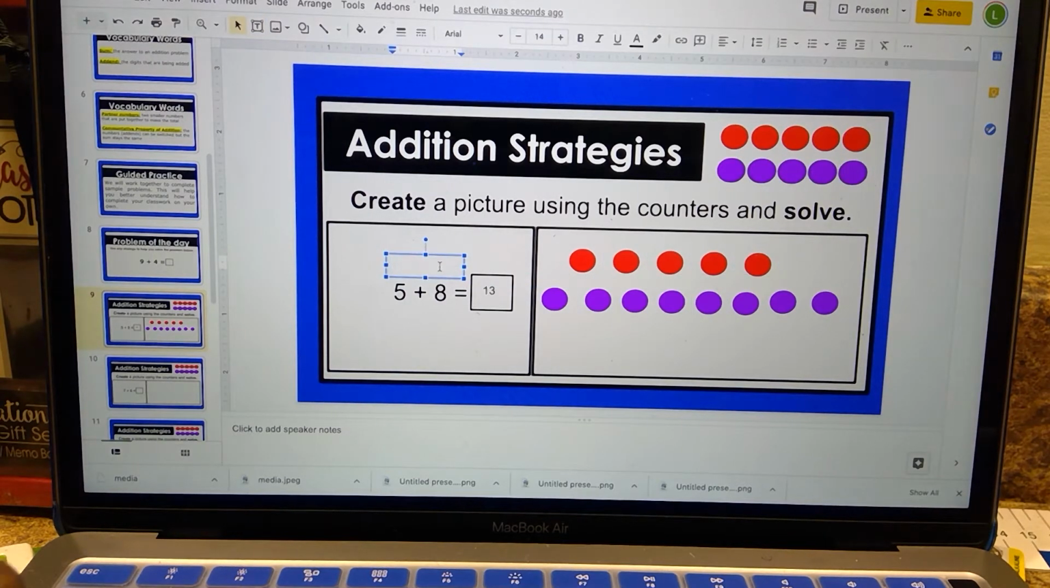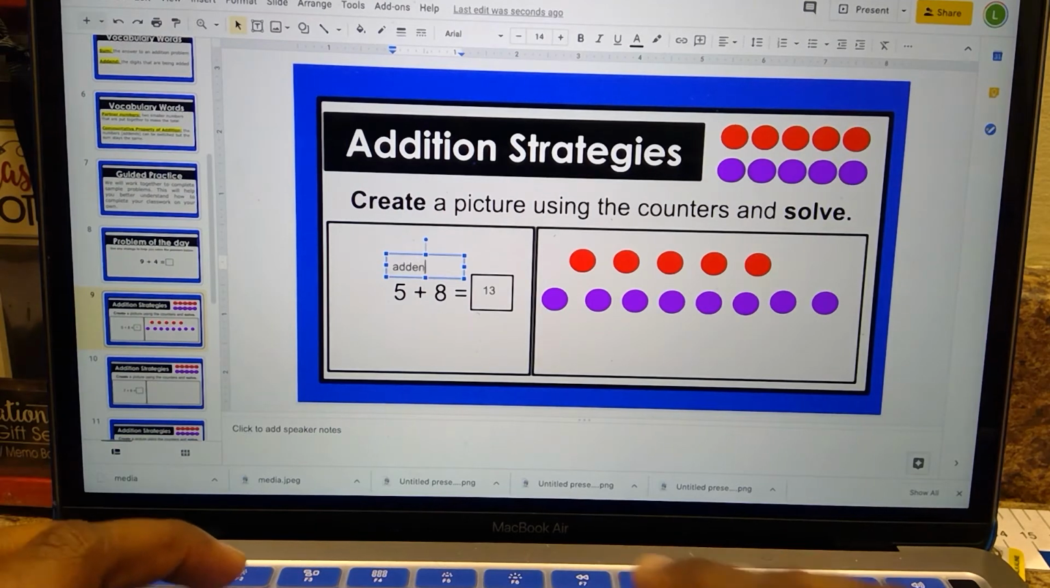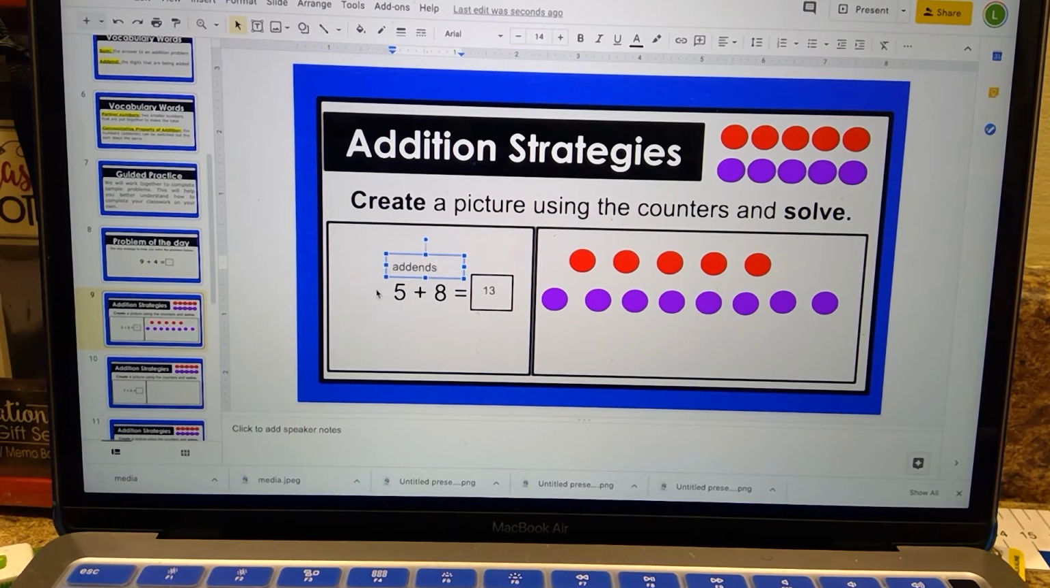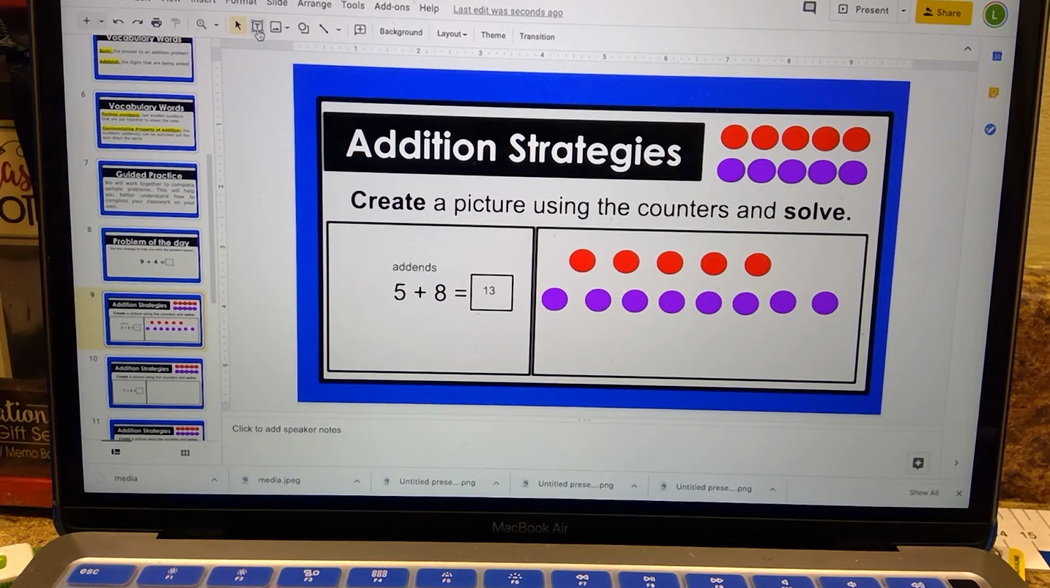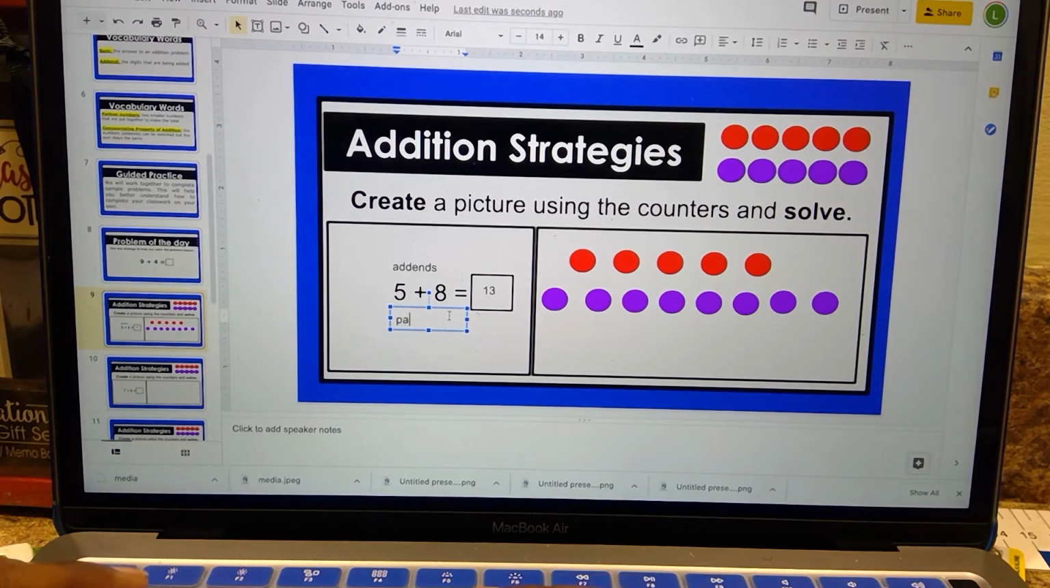The first one I'm going to put is additives. 5 and 8 are additives. The next one I'm going to add is called our partner numbers.